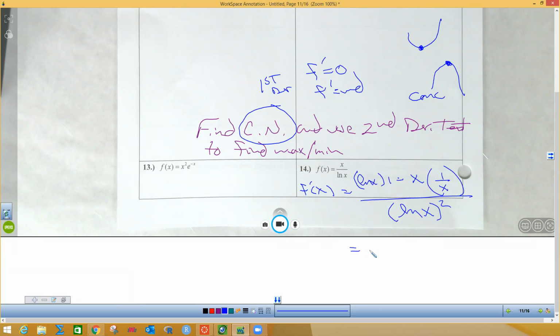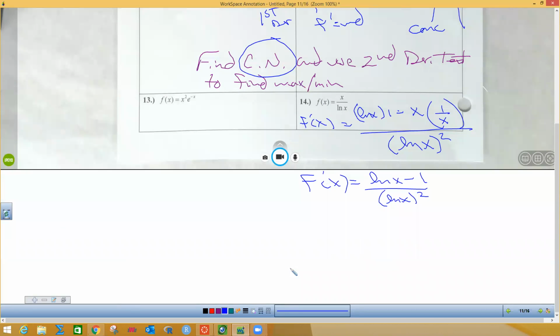So when I simplify that, I got the natural log of x minus 1 all over the natural log of x squared. So that is my first derivative. So now I can find my critical number. So I want to find where f prime equals 0. Again, you can set this whole thing equal to 0, but it's a lot faster if you just take the numerator equal to 0, because if you put that natural log of x squared down here, when you multiply that over, it goes away. So you don't have to worry about that.